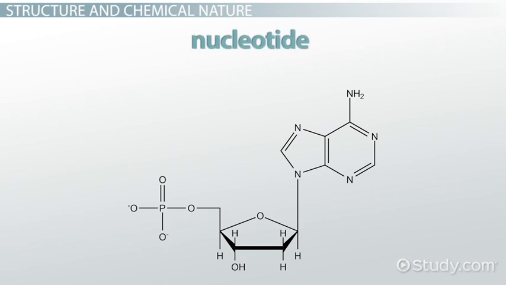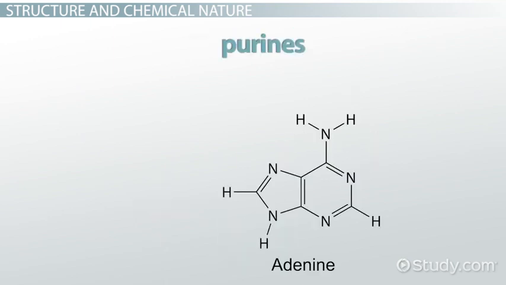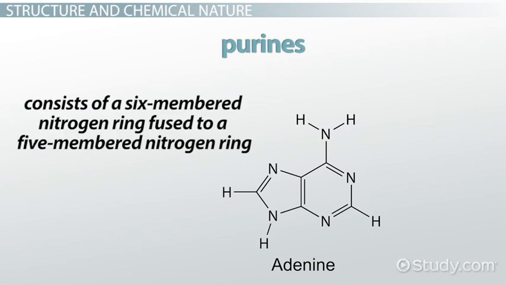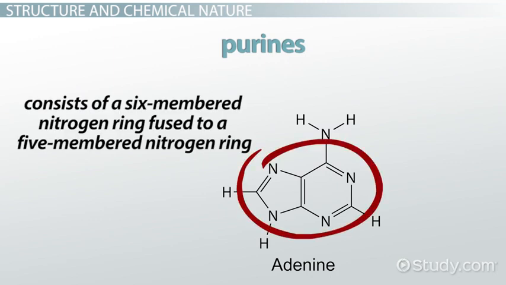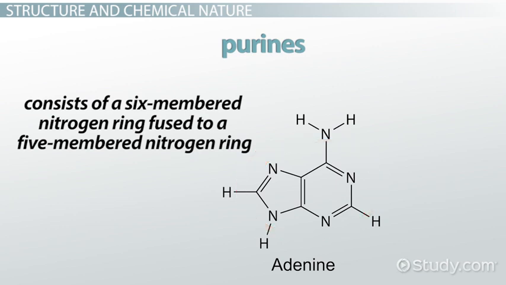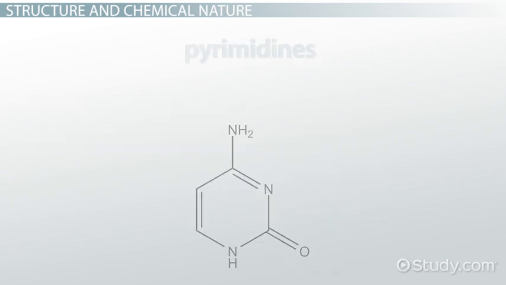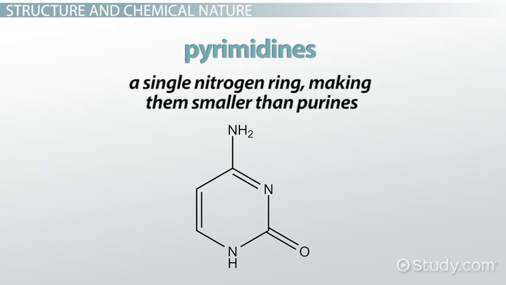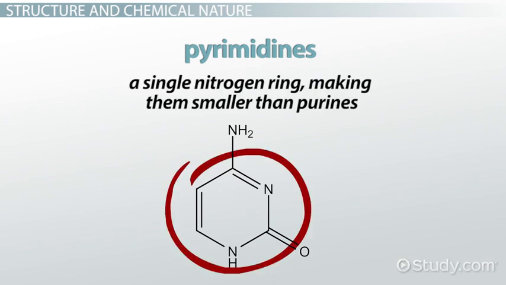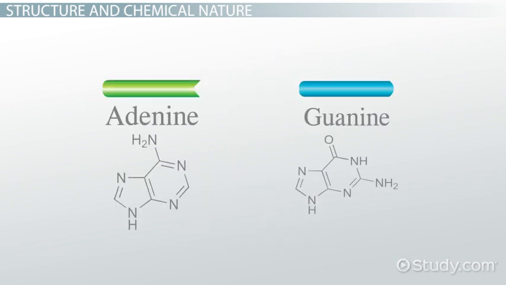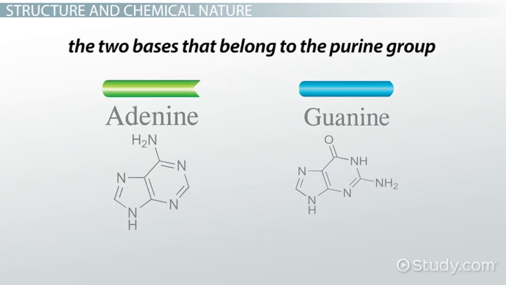Adenine belongs to a nucleotide group called purines. A purine consists of a 6-membered nitrogen ring fused to a 5-membered nitrogen ring. The other type of nucleotide group is called pyrimidines. Pyrimidines consist of a single nitrogen ring, making them smaller than purines. Adenine and guanine are the 2 bases that belong to the purine group, and cytosine and thymine are the pyrimidines.